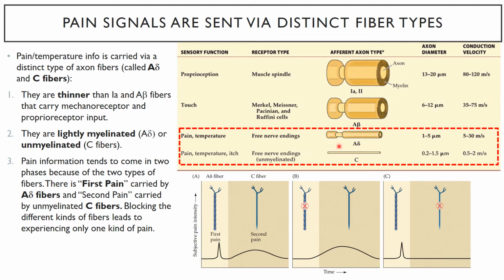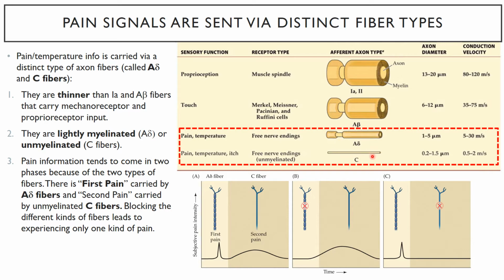We have the alpha delta fibers, which are myelinated, but not thoroughly myelinated, like the proprioception and touch fibers. And then we have C fibers, which aren't myelinated at all, and in fact are actually pretty slow.